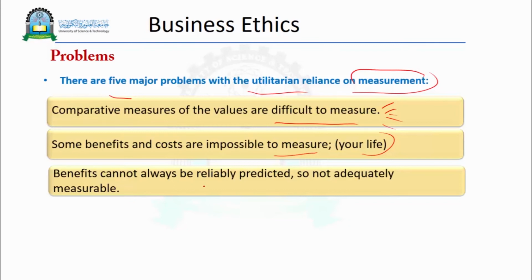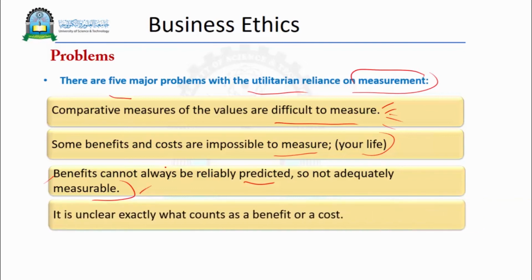Benefits cannot always be reliably predicted, so they cannot always be adequately measurable. And besides, benefits from one person to another cannot be exactly the same in terms of prediction. Some people may consider benefits in the short run, while others may consider values and benefits in the long run. So these discrepancies and differences may cause problems in defining utilitarianism.